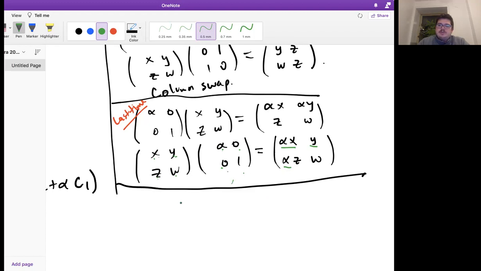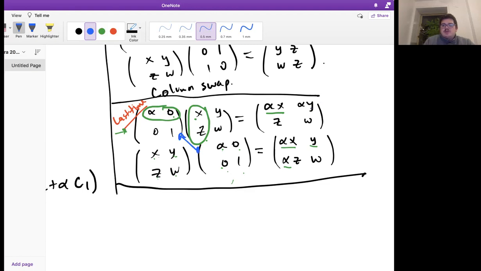Yeah, sure. The first one, the row swap. Yeah, so just do the type 2. So when you do the multiplication, it's alpha times x plus 0 times z. So that's why you get alpha x. Yeah, these are the same matrix, right?